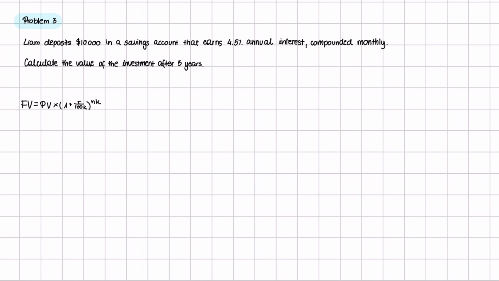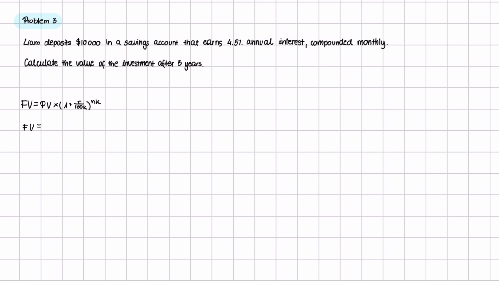Problem number 3. Liam deposits $10,000 in a savings account that earns 4.5% annual interest, compounded monthly. Calculate the value of the investment after 3 years. So our formula still applies because we don't have monthly or year deposits or repayments, so we can use it, and we have to calculate the value of the investment after 3 years, so we are calculating future value.